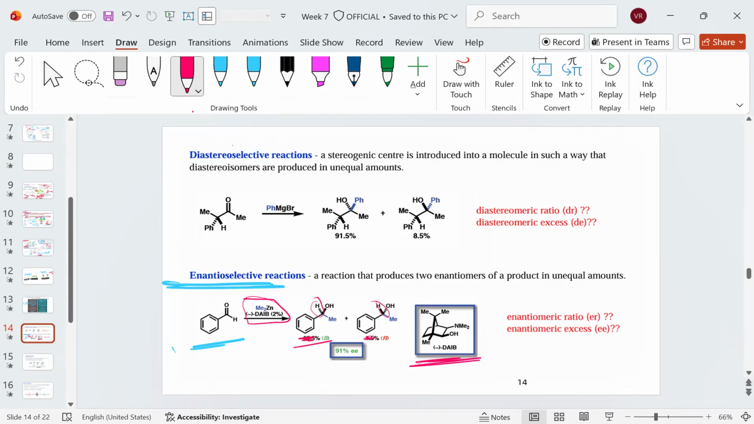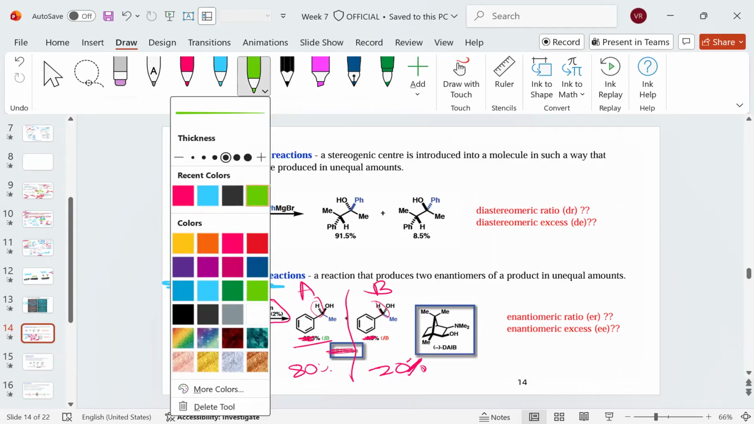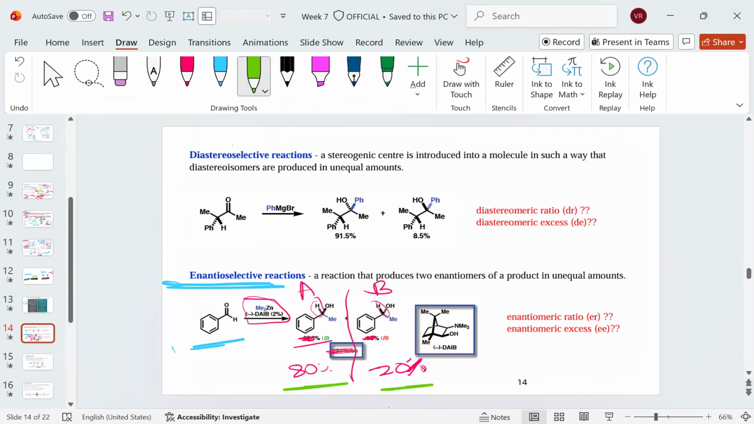So I'll just change this percentage just for easy calculation. This one product forms in 80%, another product forms in 20%. So depending upon this A product and the B product, now we have the two products. The first product is the A and the other product is the B product. So the A product is in 80%, that is obviously the major product. Now the B product is the 20%.